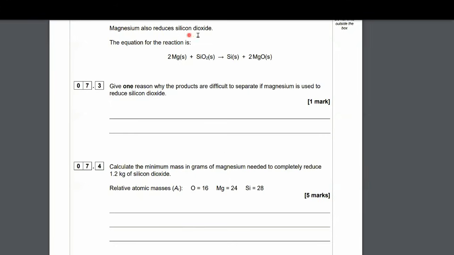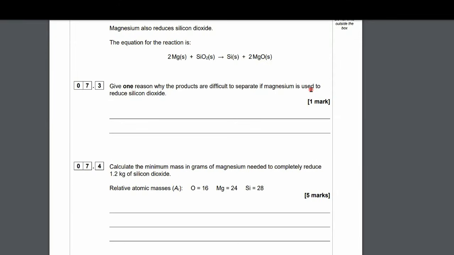So magnesium also reduces silicon dioxide. Magnesium is even more reactive than aluminium. The equation for the reaction is 2 magnesium solids plus silicon dioxide solid makes silicon solid plus magnesium oxide solid. Give one reason why the products are difficult to separate if magnesium is used to reduce silicon dioxide.